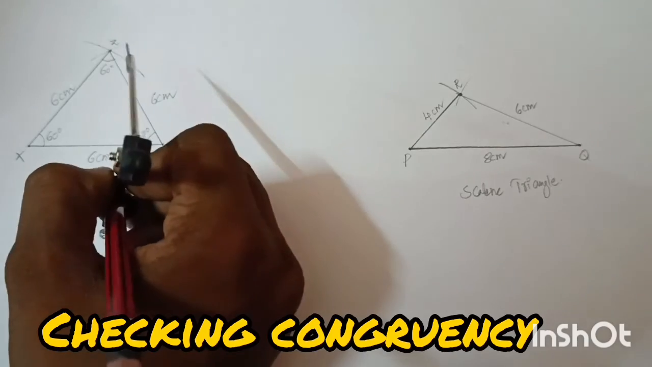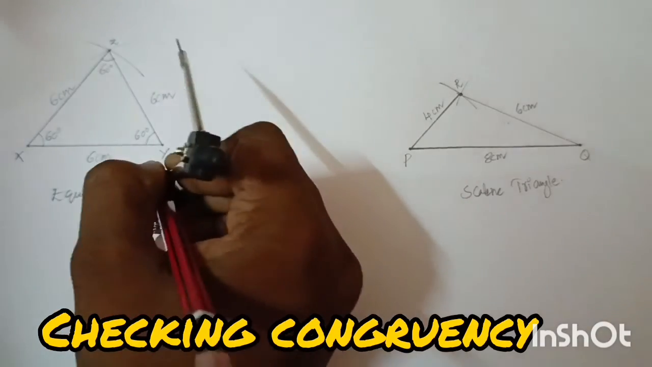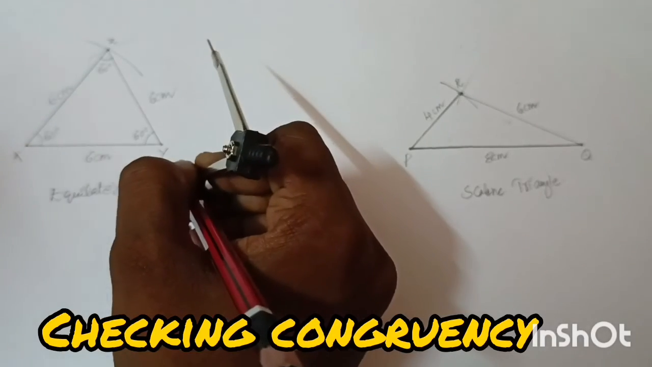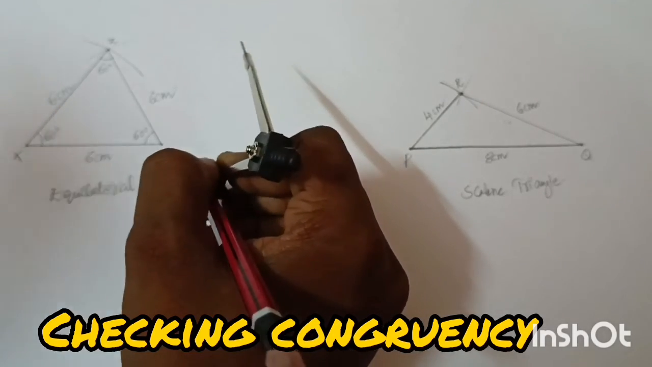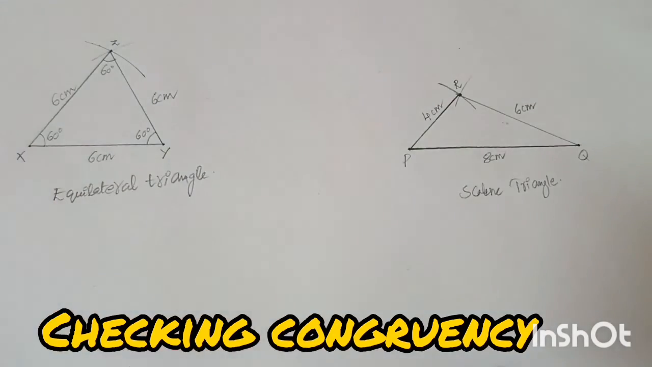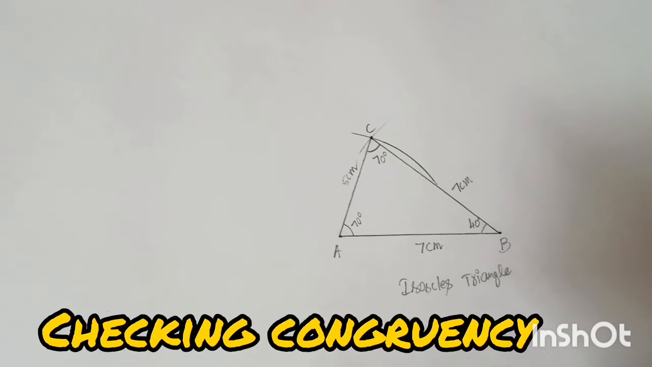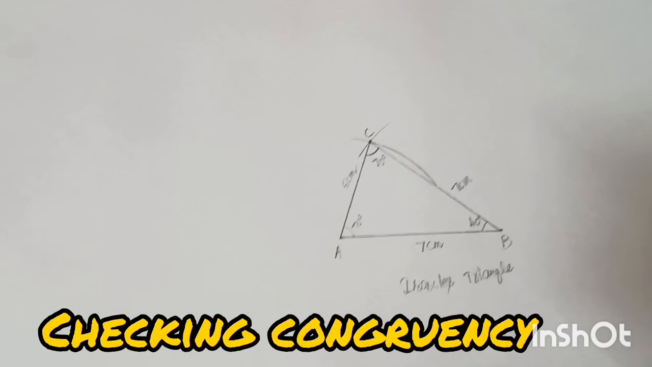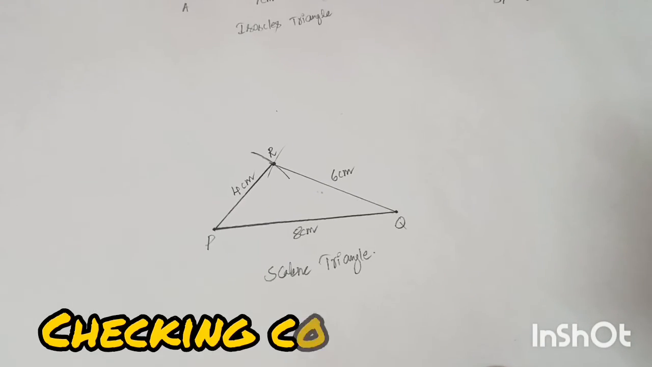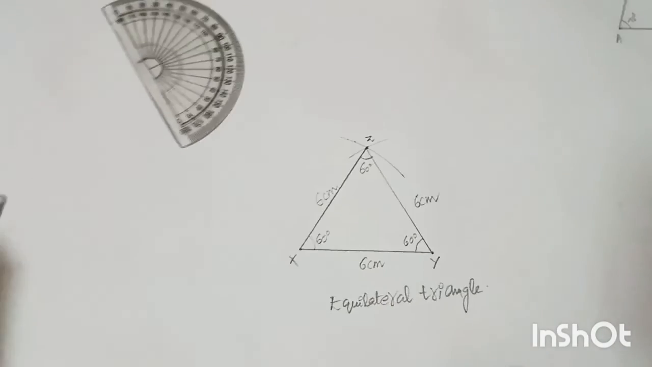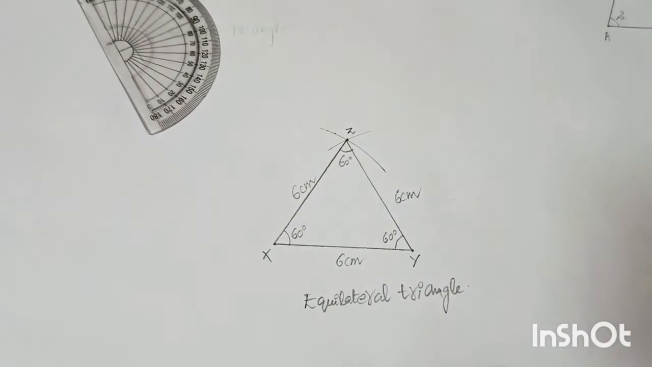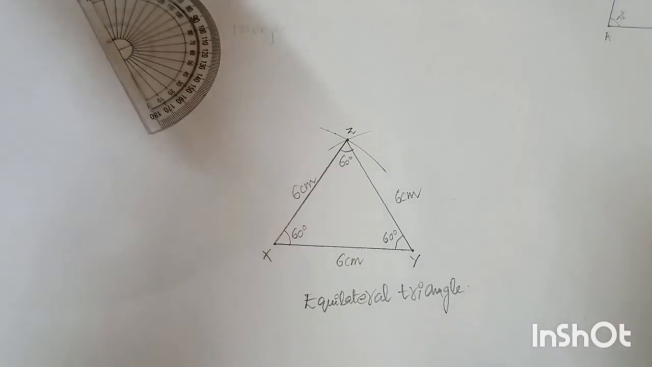So this is the story about the equilateral triangle, and similarly for the scalene triangle and isosceles triangle. I hope you have understood how to draw the different types of triangles based upon the SSS condition, and how to check their congruency.